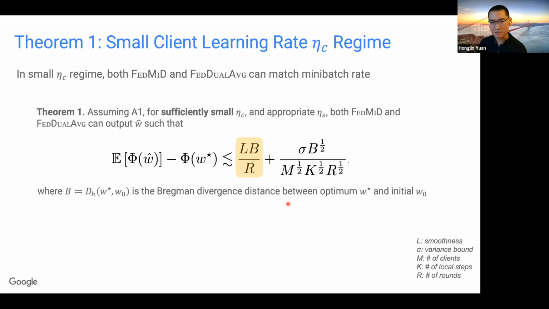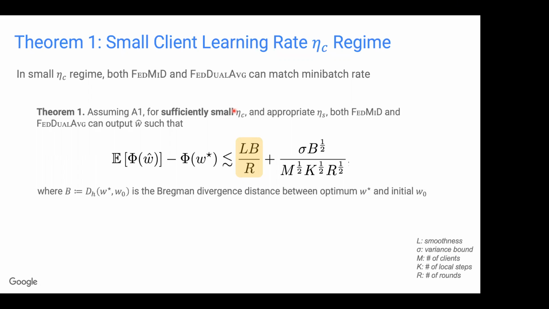This is a simplified theorem. If you want to look at the complete version of this theorem, please look at the paper. As you said, all the remaining terms can be dominated by the first two terms if you take the client learning rate to be sufficiently small. This is quite akin to the analysis of SCAFFOLD and other work that considers sufficiently small client learning rates.